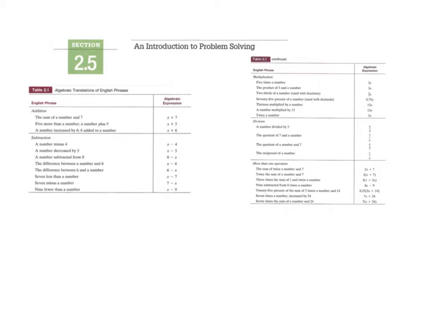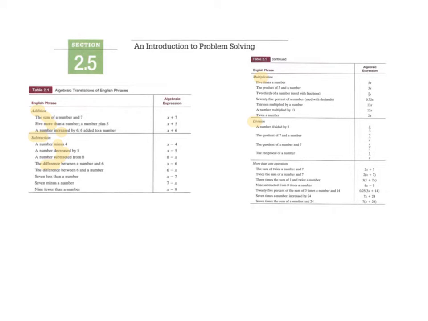Today we're going to look at problem solving, and all that means is translating from words into math. There are certain words that mean certain things, and we have our four main math operations: addition, subtraction, multiplication, and division. And then we have words that mean that. So there's our addition ones. We have things like sum, more than, increase. For subtraction, minus, decrease, subtracted from.